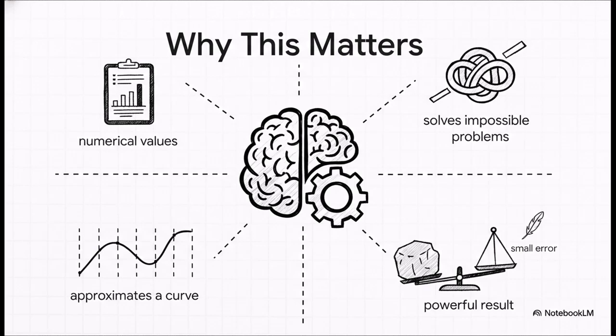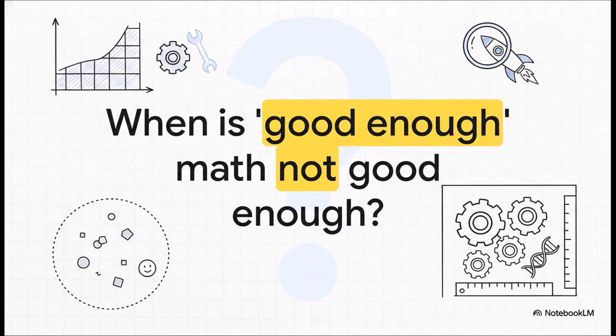So this whole idea of good enough is really the engine behind so much of modern science and engineering. It gives us answers to questions that seem flat out impossible. But it does leave us with a really fascinating final thought. When is good enough math not good enough? What are those situations where we absolutely positively need perfection?